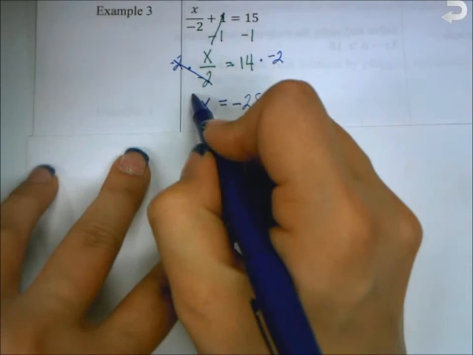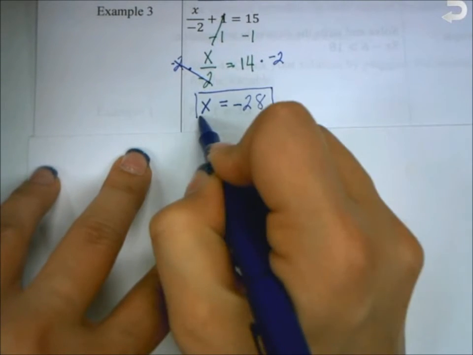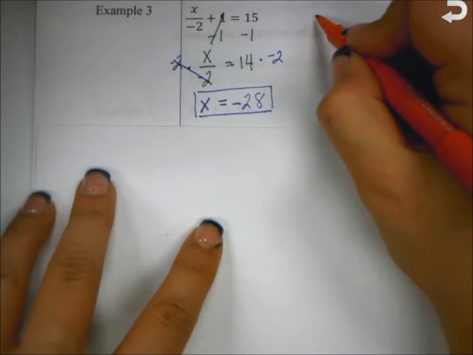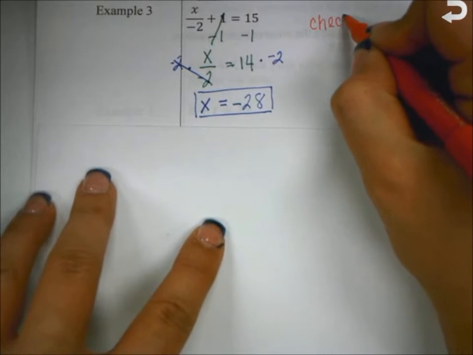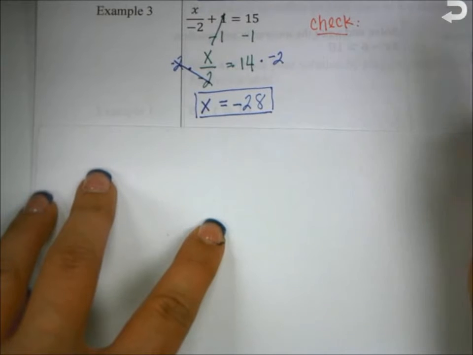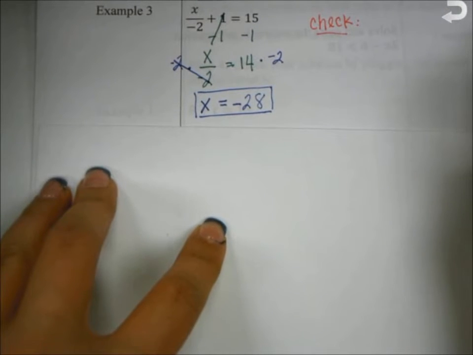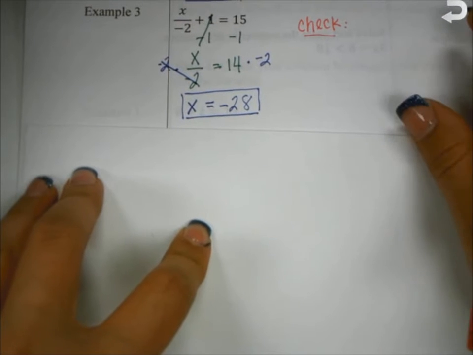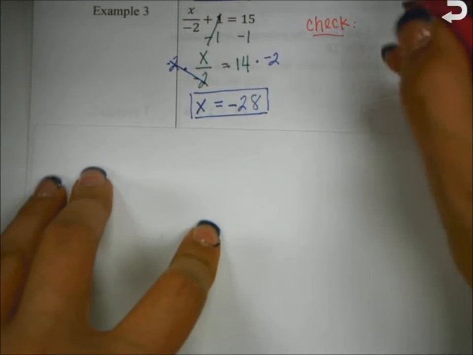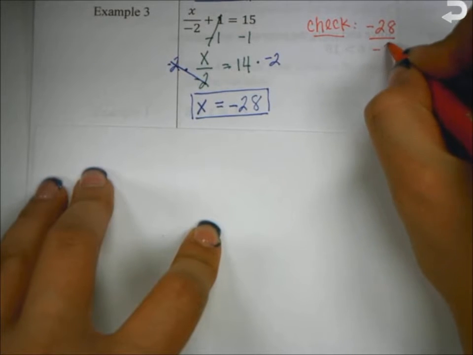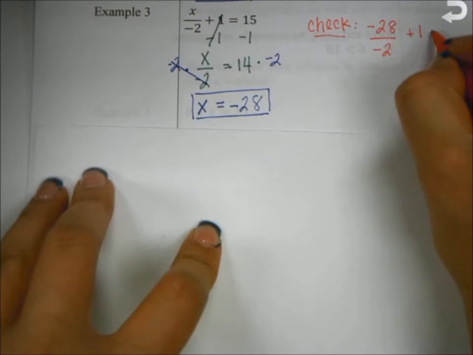And then everybody, what do we do? We plug it in. You guys remember the air freshener commercials? Plug it in, plug it in. That's what we're doing. I don't think it's Febreze. So let's plug it in. -28 divided by -2 plus 1. And we want that to come out to 15.